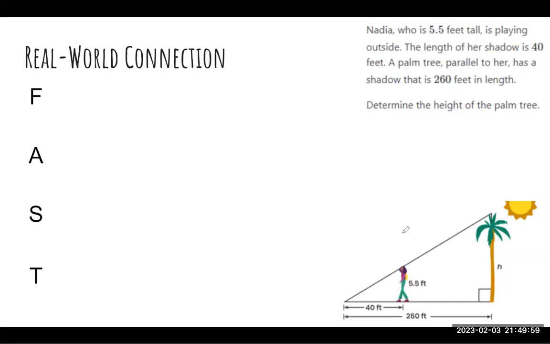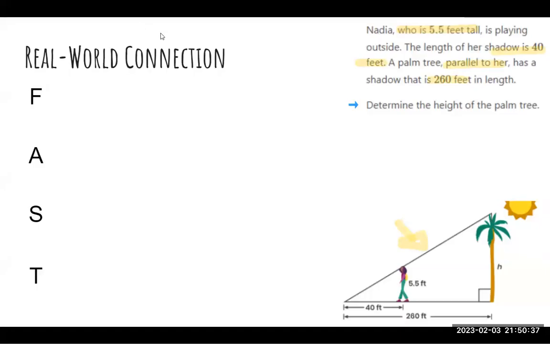Right, now, it already gave us this really cool picture down here. It's not always going to give you a picture. If it doesn't, draw one out. It makes it a lot easier if you've drawn a picture out to help you see what it's asking you. So what's important here? Well, Nadia is 5.5 feet tall. The length of her shadow is 40 feet. A palm tree that is parallel to her, that's important, has a shadow that is 260 feet. Okay, so that's the important information. Now, ask yourself, what are you trying to find? Well, we are trying to determine the height of the palm tree.